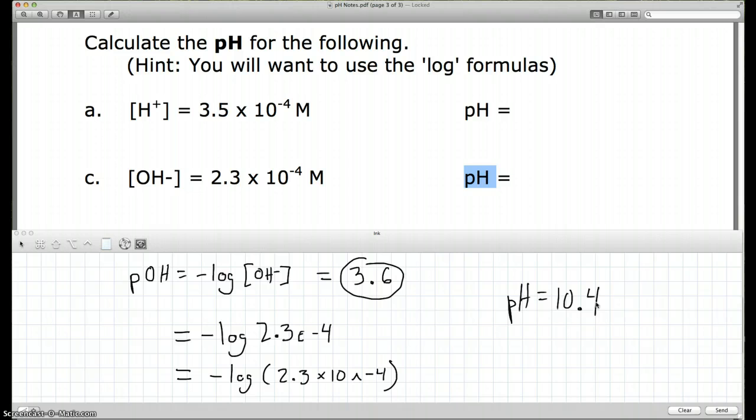Again, if you don't know how to use the log button, or if you don't have a calculator with a log button, I've got a couple extra calculators you could look at, and I can show you how to use those. But you only really need to use the log version of these equations if you have a concentration that has a number out front, like 2.3, or in this case 3.5. If you just have 10 to the negative 4, you don't necessarily need a calculator.